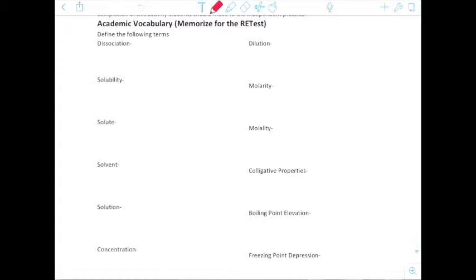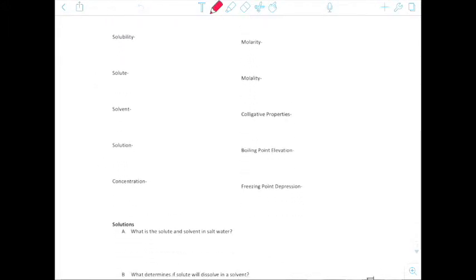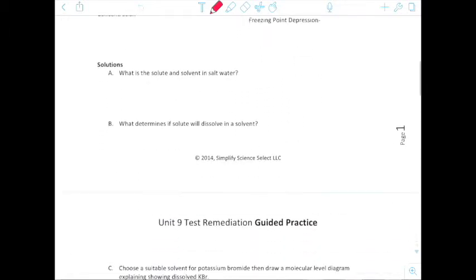A colligative property is a property of a solution that depends on the number of solute ions in solution. Boiling point elevation is the increase in boiling point of a substance due to the addition of a solute. And the freezing point depression is the decrease in the freezing point of a substance due to the addition of a solute. You need to make sure that we have those memorized for your retest.